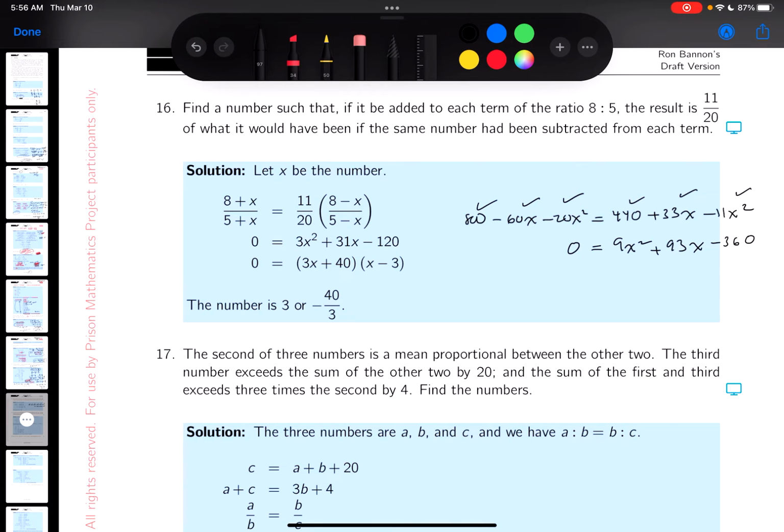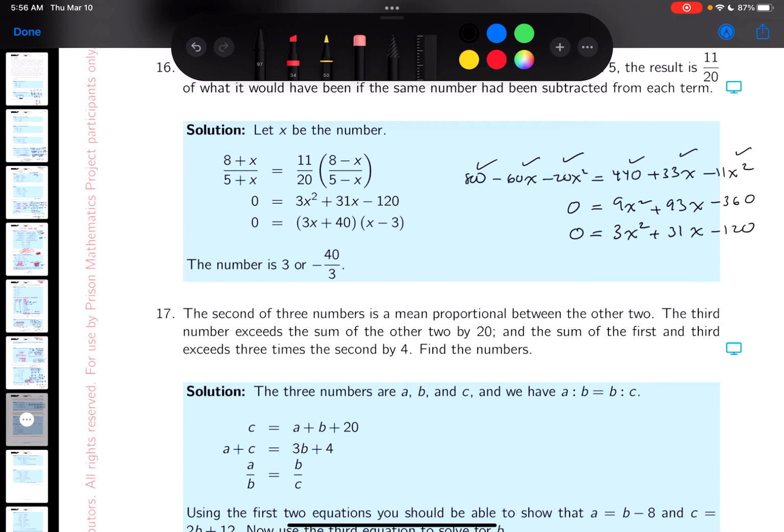I think you probably know that I'm always trying to reduce the size of a number to make it easier. So I'm going to divide both sides by 3. And you get 3x squared plus 31x minus 120. Now this is easier for me to handle. And I'll write down what I believe I'm seeing. 3x and x. That's for the 3x squared, by the way. And then I'm looking at that and I'm going to say 40 and 3.